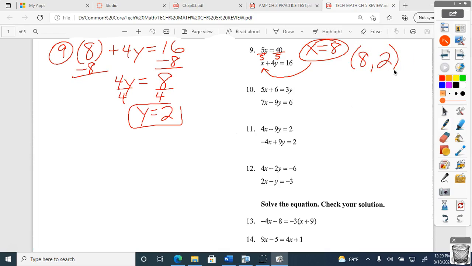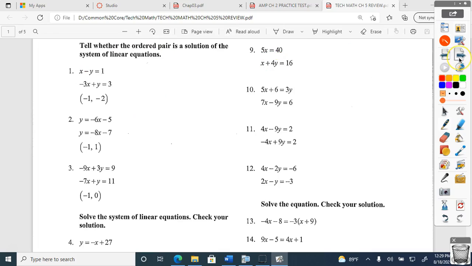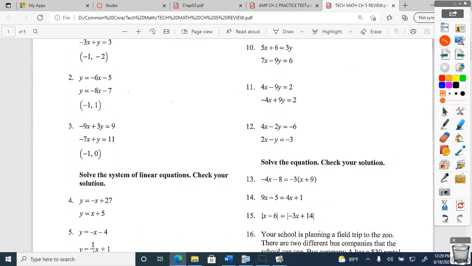Everybody good? So far, so good? Everybody got those? You got it, Lynn? Still right? Good. All right. Number 10. What method are we going to do on number 10? It don't matter.